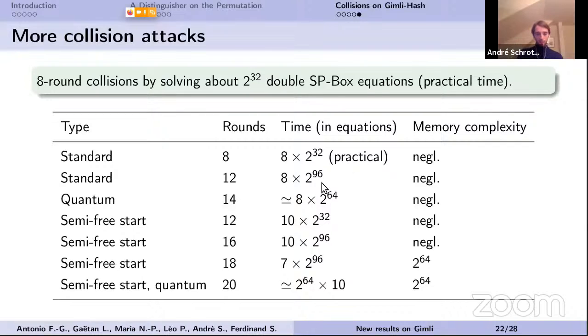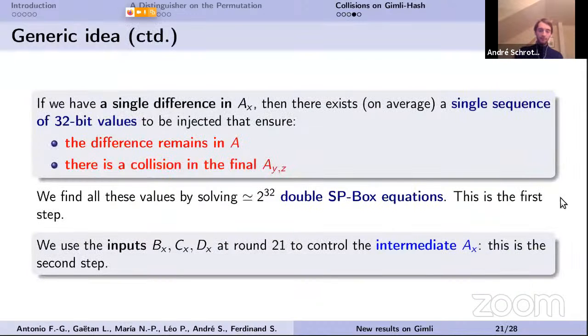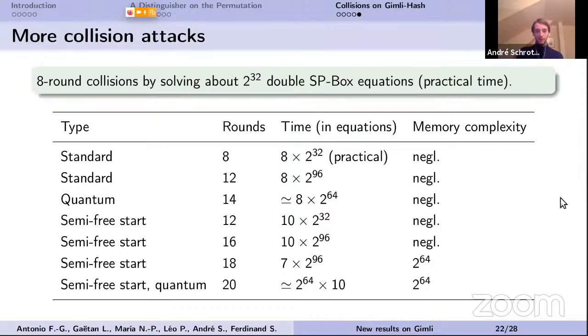And the quantum setting is going to be improved a bit. And also, in the semi-free start setting, it's going to be a bit better, because in the semi-free start setting, we don't only control BX, CX, and DX. We can actually start from the middle, and we can completely select the values for the columns B, C, and D. So we can start from the middle, and we can satisfy more conditions on these blue arrows. All right. So there are many different collision attacks that we can make.